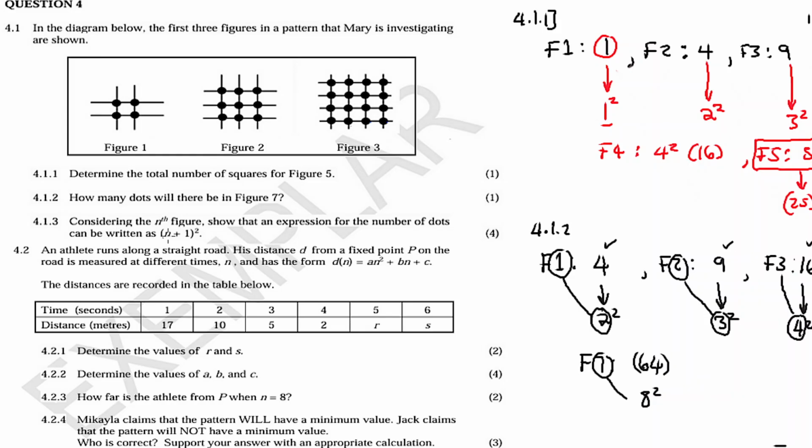4.1.3. Consider the end figure. Show that an expression for the number of dots can be written as. Okay. Guess what? The new discovery yenzile la. The discovery yenzile, which you take this one, add 1, you get the 2. 2 add 1, you get the 3. It actually validates this end term, right? So this is an end term of our dots, okay? It's the end term of our dots.